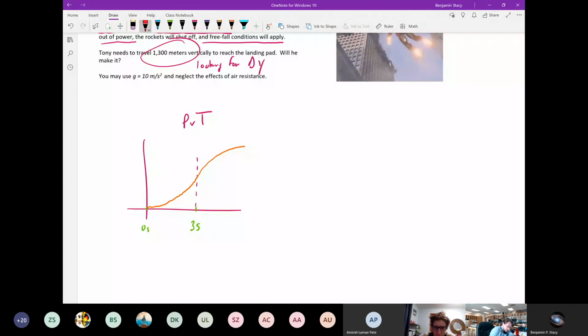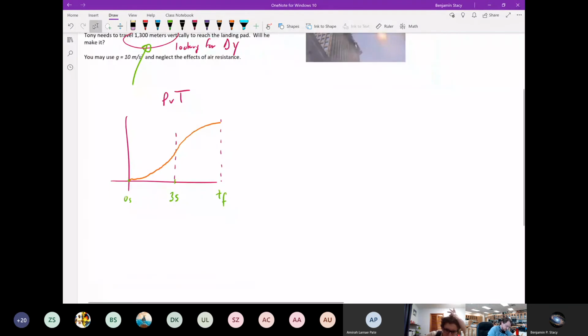And as soon as we get to a 0 slope, he's stopped. So at a certain later point in time, T final, he's going to be accelerating upwards, speeding up, then slowing down when the rocket's cut off, and then eventually get to some stopped position at his highest height. And hopefully that's the 1,300 meters in the question. We're going to try to figure out, does he make it?